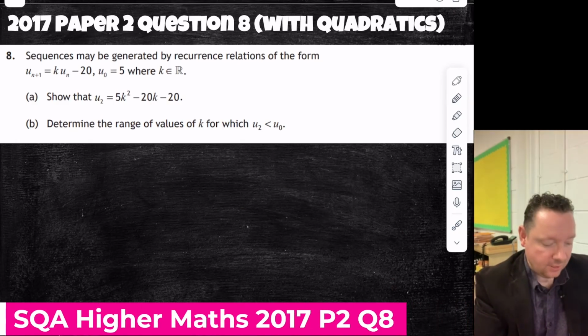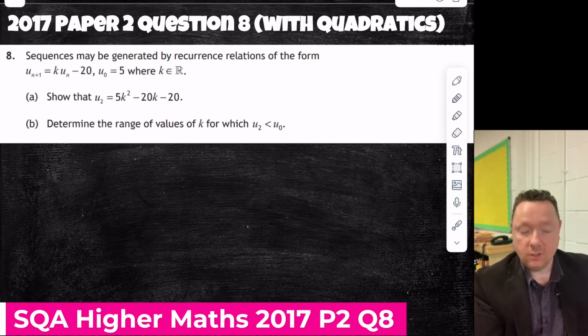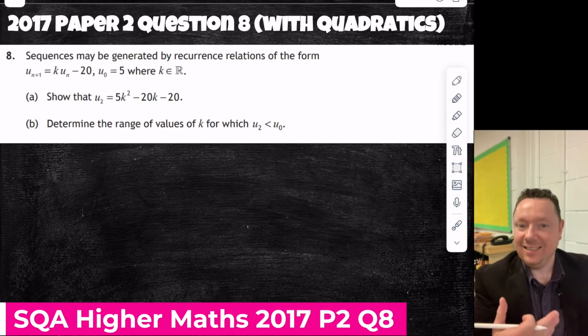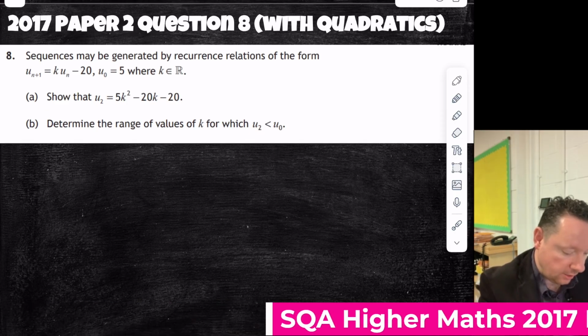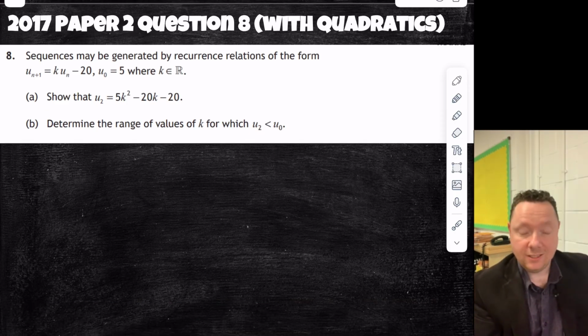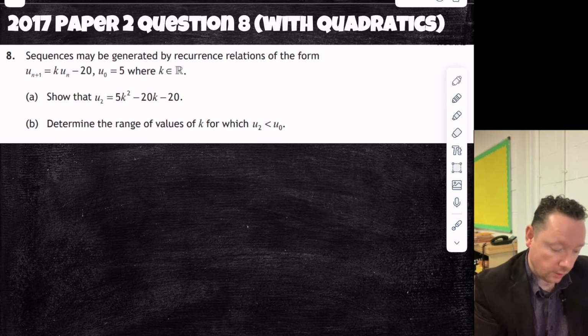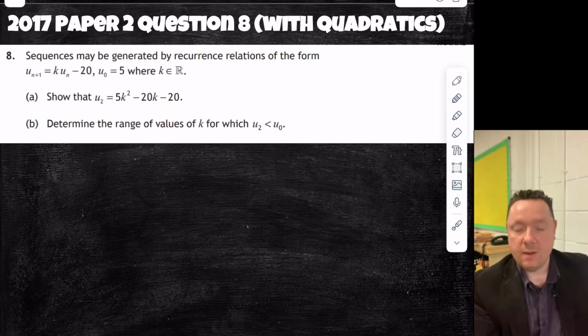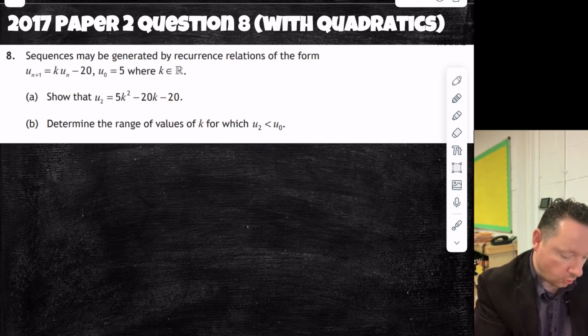SQA Higher Maths 2017, Paper 2, Question 8 on sequences. This time it has quadratics in it as part of the question. So it says sequences may be generated by the recurrence relationships of the form un plus 1 is k un minus 20 and u0 equals 5, where k is a member of the real numbers. Show that u2 equals this expression.